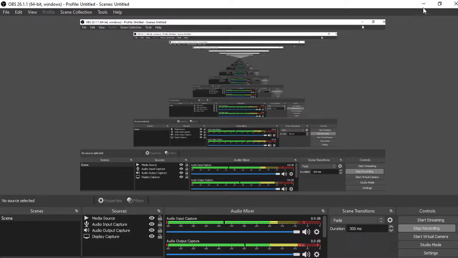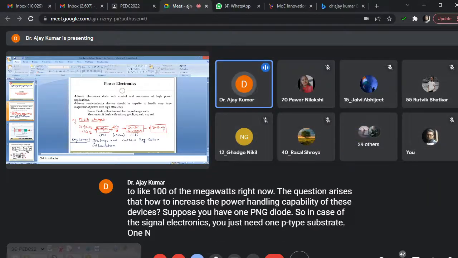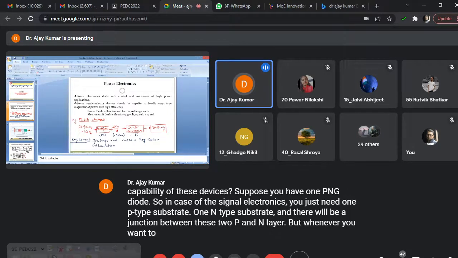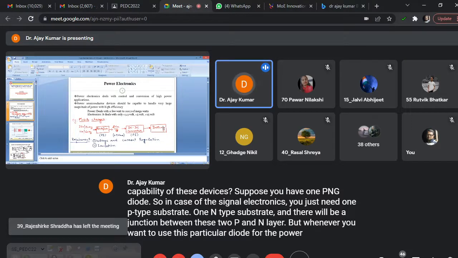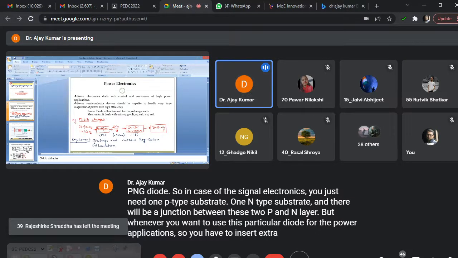One p-type substrate, one n-type substrate, and there will be a junction between these two p and n layers. But whenever you want to use this particular diode for power applications, you have to insert an extra drift region, right? That drift region allows you to enhance the voltage handling capability.